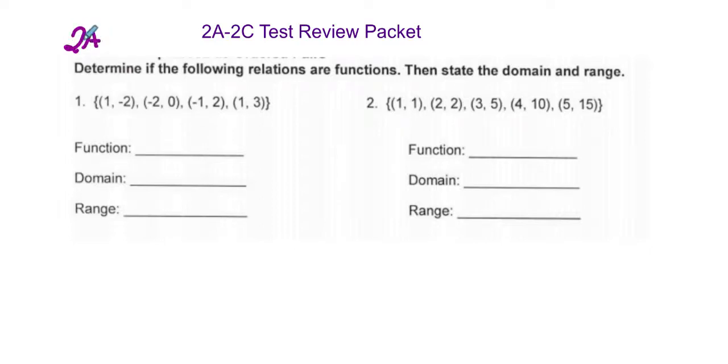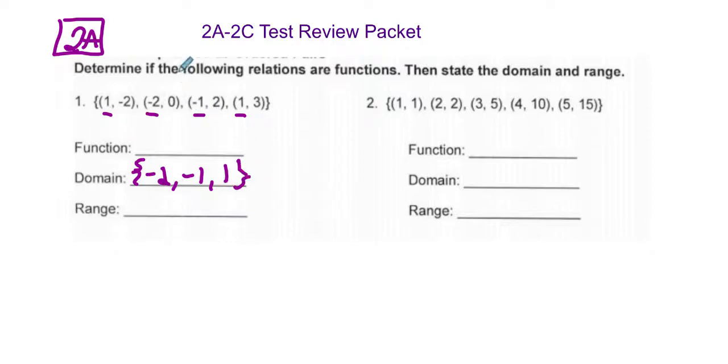Okay, review packet. Let's start with section 2A. Now, looking at these order pairs, we're going to determine the domain. So the domain is the first number in each order pair. Make sure you write them in increasing order. So -2, -1, and 1.